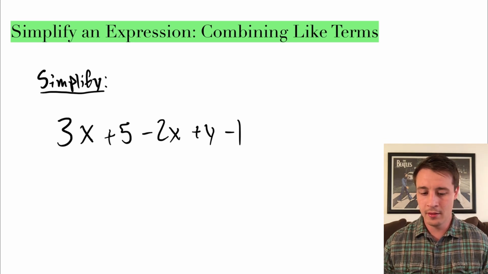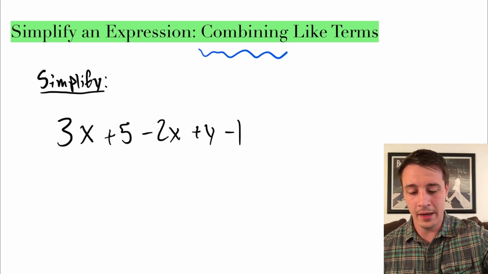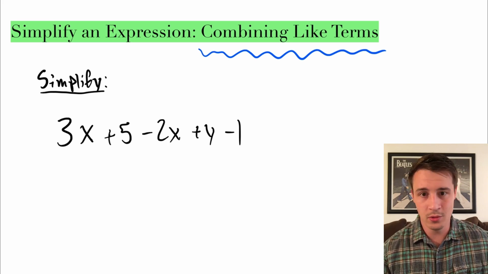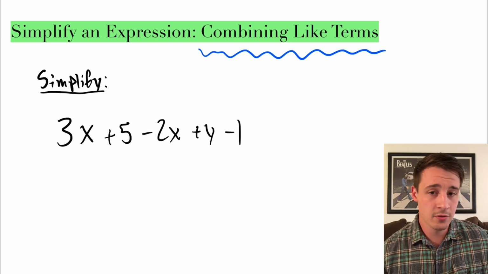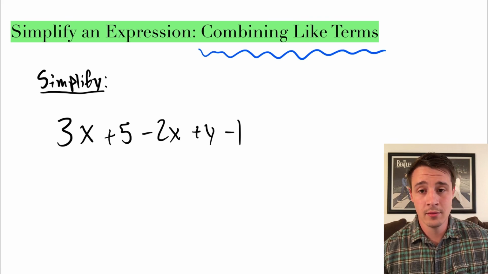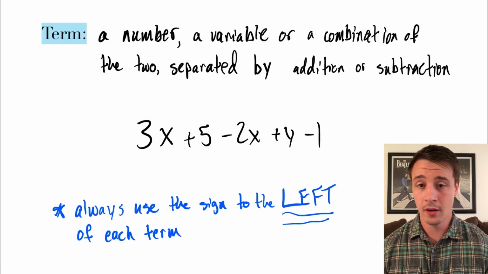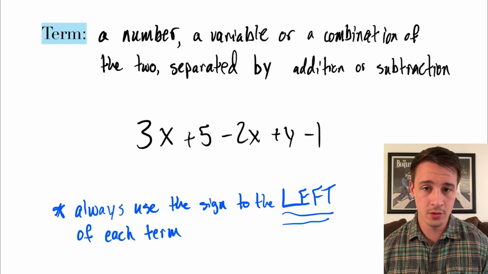How do we do that? We do it by combining like terms. And that brings us to the next question, which is, well, what are like terms? So in this video, we'll talk about what are like terms, how do we combine them, and thus, how do we simplify an expression?